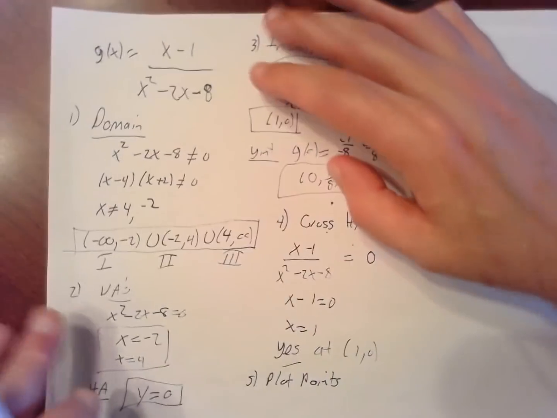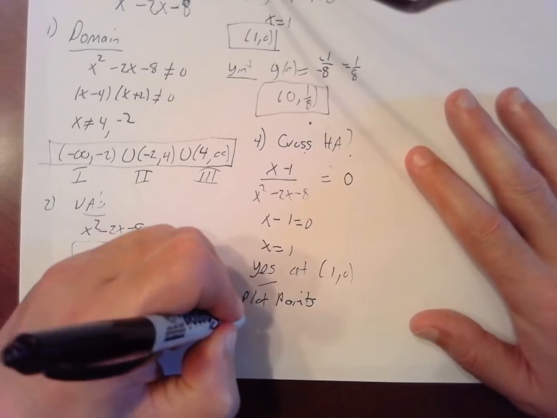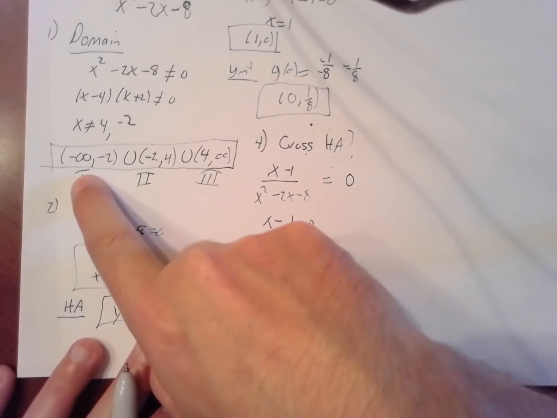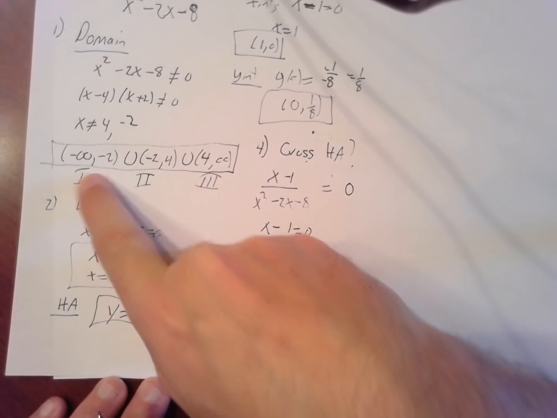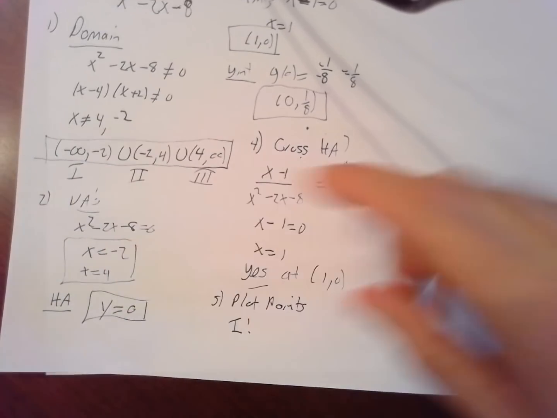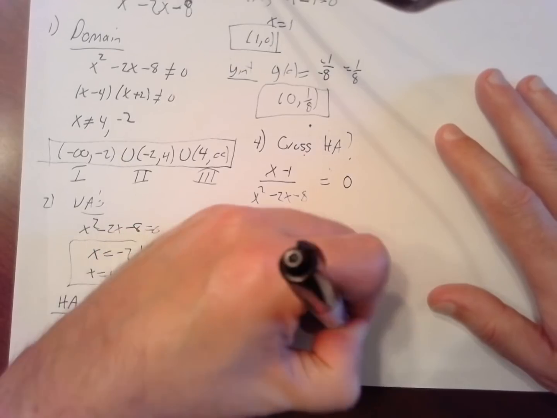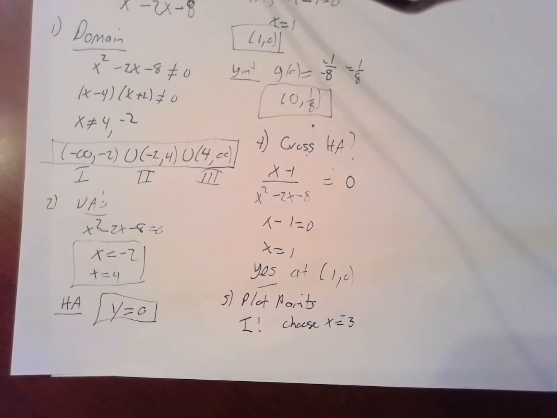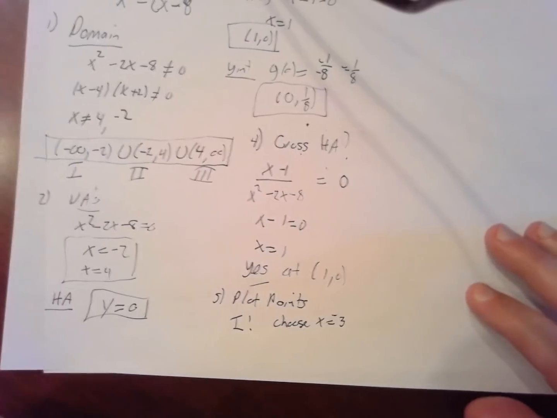Okay, so I've got my 3 different sections here. I need a point in section 1. So in section 1, I want to plot a point here. I just pick an x value. Which one? I don't care. Any x value that lives in this section. So say -3. So let's choose x equals -3. Could have been -12, could have been -4 million. Doesn't matter. Any x value that lives in this section.